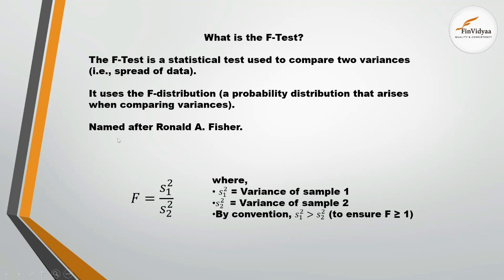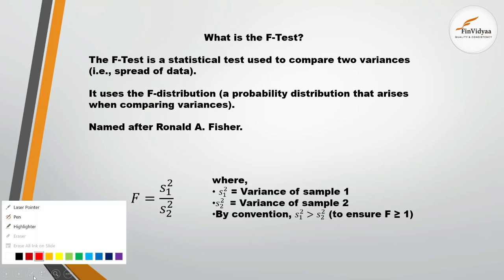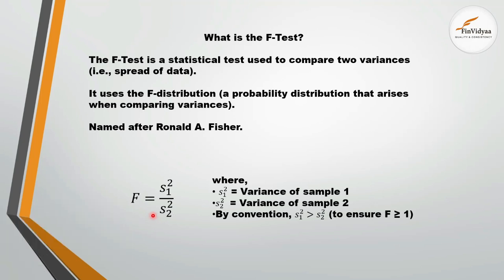Coming to the formula of the F-test, as you can see on your screen, F is equal to S1 square by S2 square, where S1 square is the variance of sample 1 and S2 square is the variance of sample 2. By convention, S1 square is greater than S2 square, to ensure that the F value is greater than or equal to 1.